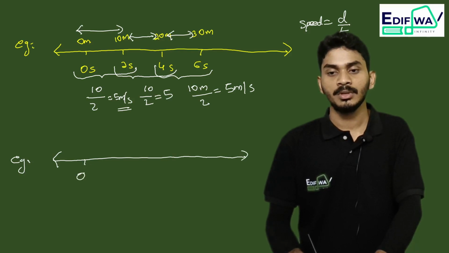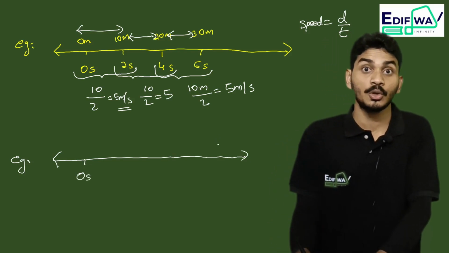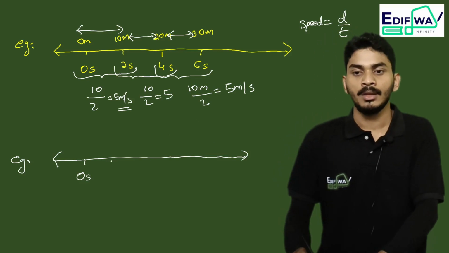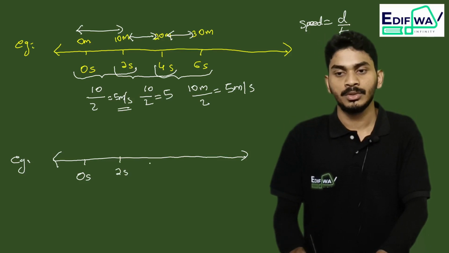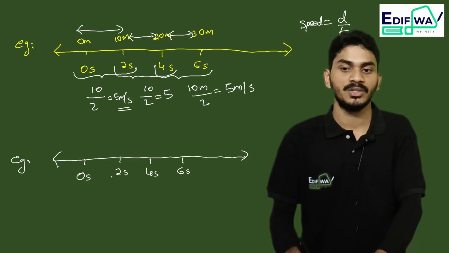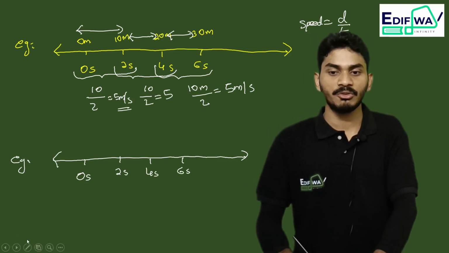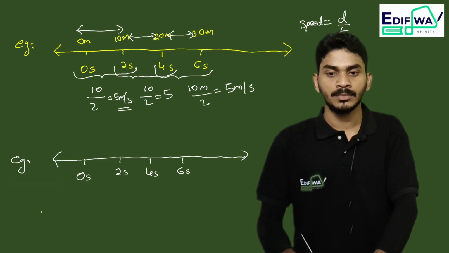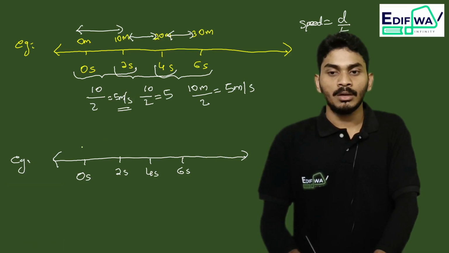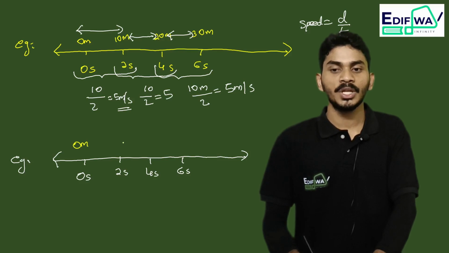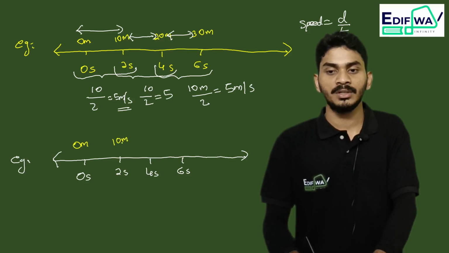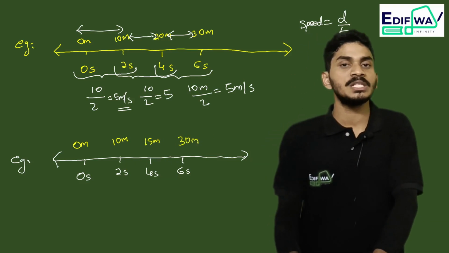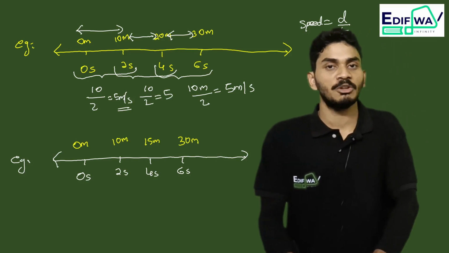Here is the origin. We consider that as 0 seconds. We are plotting the time 0 second, 2 second, 4 second, and 6 second. That is equal interval of time. Suppose at 0 second it is 0 meter, in 2 seconds it has covered 10 meter, then 15 meter, then 30 meters. Clear? Now let's find out the speed in equal intervals of time.